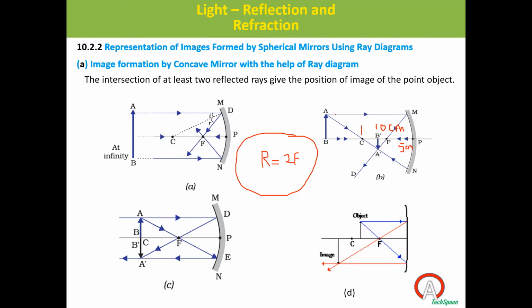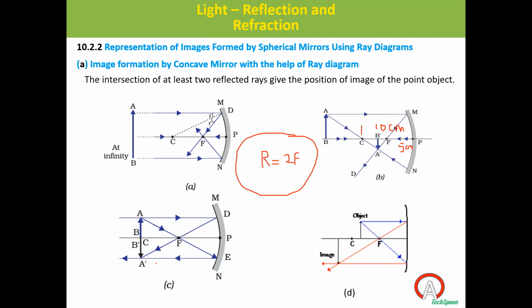Then you draw this diagram. Then you find the intersection point. For this case, the image size will be smaller than the object. And in the third case, similarly, you have to take the measurements properly: 10 centimeter radius of curvature, 5 centimeter focal length. You draw the intersection point, draw the image, and you will get the same size image. Case 3. Case 1, you will get a point image. Case 2, you will get a small size image.